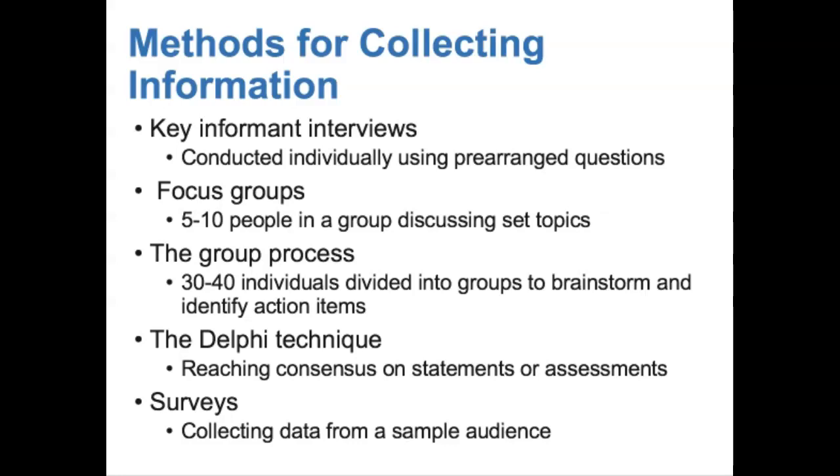Focus groups should be with between 5 and 10 people in a group setting. So it's a manageable amount of people. You want to make sure that you're hearing from everyone in the group. And these are a great way to observe norms around a topic. The group process is something that I haven't seen as commonly, but you're bringing people together and dividing them into groups to brainstorm. And then the Delphi technique is a way to bring together experts to get a consensus on statements or assessments. And then lastly, surveys are used to collect data from a sample audience.